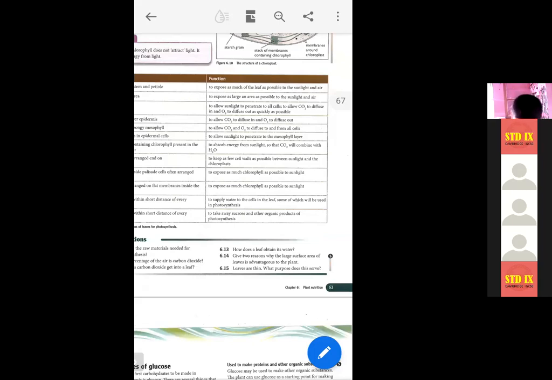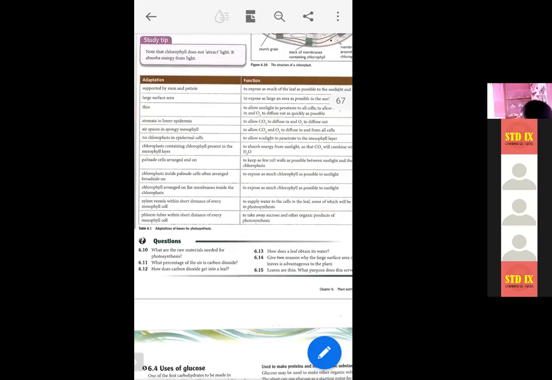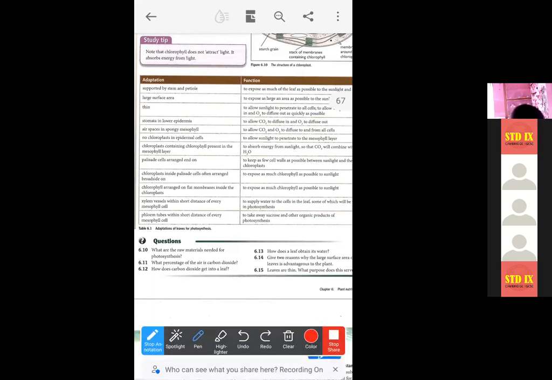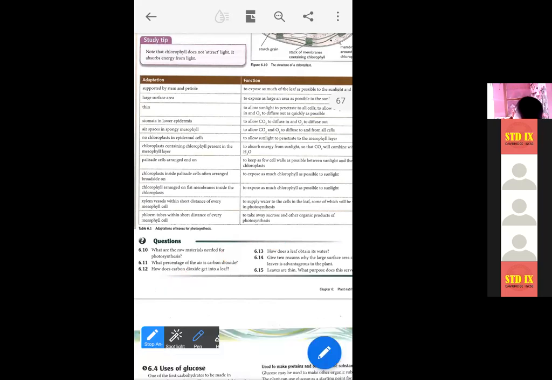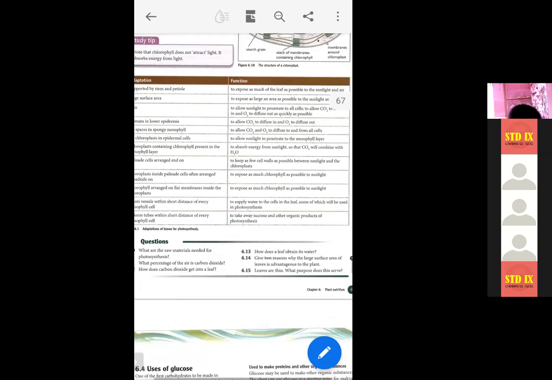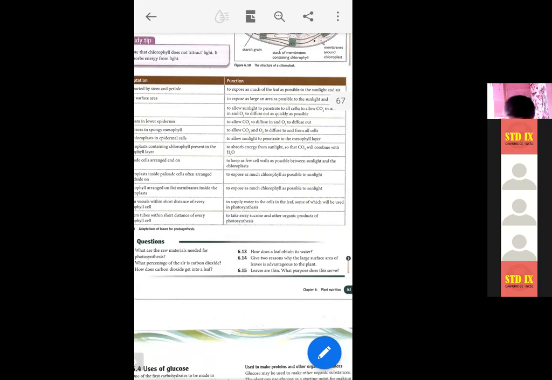Okay, start writing. Leaves have large surface area, or lamina, to expose as large an area as possible to the sunlight and air.